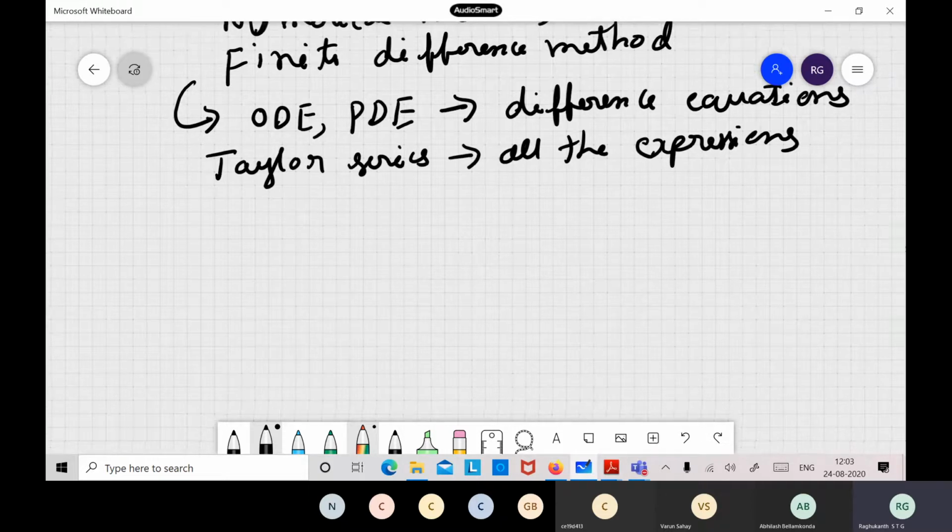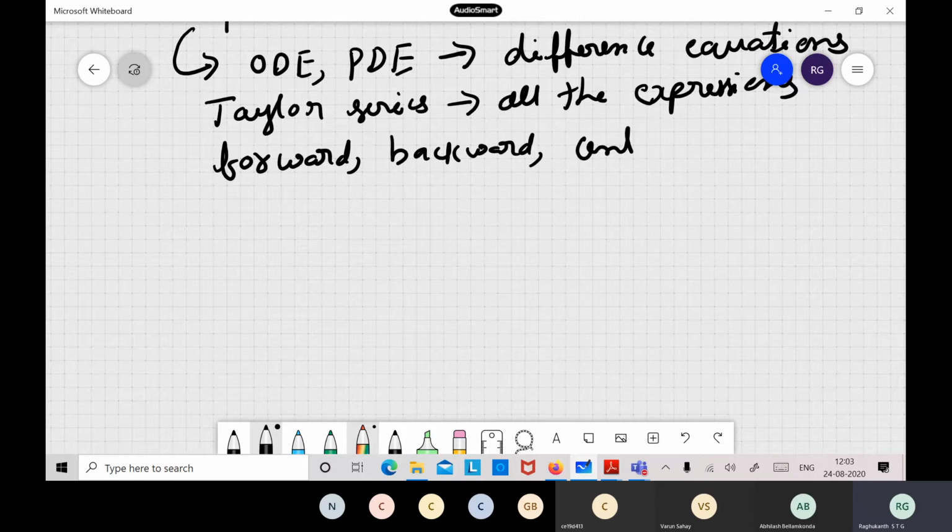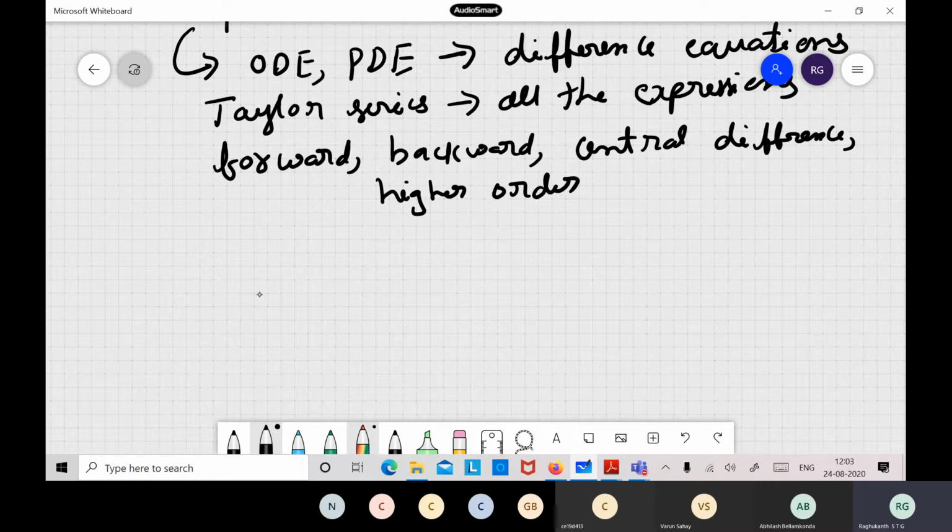Like last class I told you, there are several methods to find the derivative: the forward method, the backward difference, and the central difference. You can even go for higher order. So how to compute the derivative? For example, if you have a function like this, you have several points here, and I want to compute the derivative at this place.